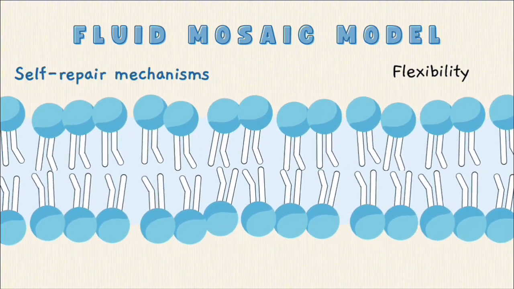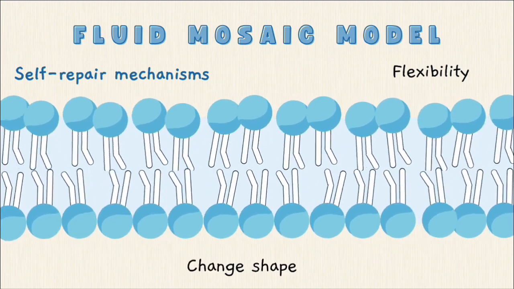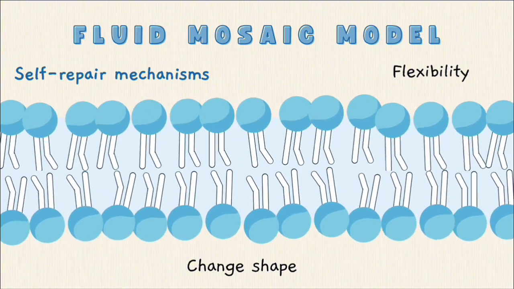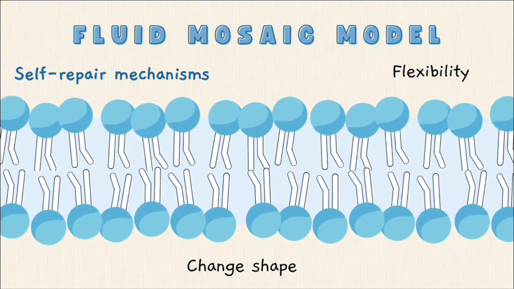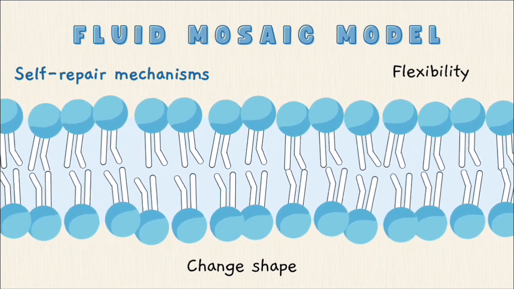If the membrane gets disturbed, the lipids can rearrange themselves to fix any damage. This flexibility also allows cells to change shape, which is important for processes like endocytosis and exocytosis, where the cell engulfs or expels substances.